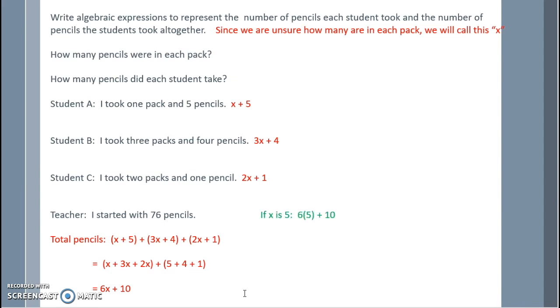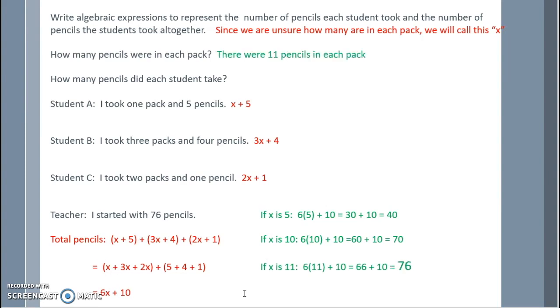So let's see how close we can get to 76 pencils all together. Let's say we start with 5. Do we have 5 packs? So 6 times 5 is 30, plus 10 is 40. Gotta go a little higher. Let's try 10. Let's say we had 10 packs. 6 times 10 plus 10, so 60 plus 10 is 70. Ooh, very close. So let's try 11. 6 times 11 plus 10 would give us 66 plus 10, so 76. We found our pencils, so there are 11 pencils in each pack.